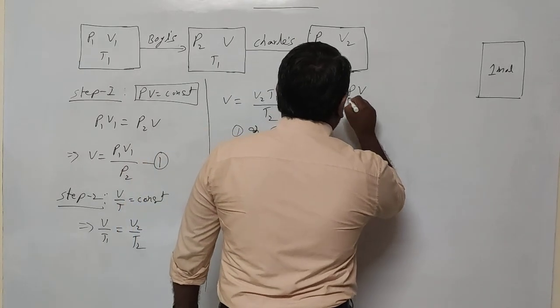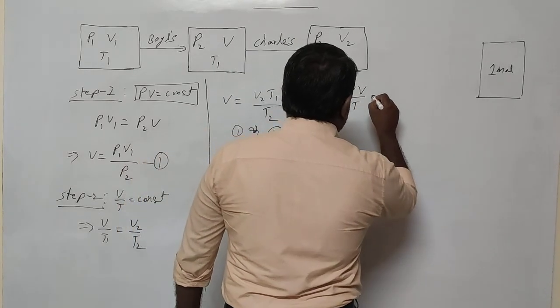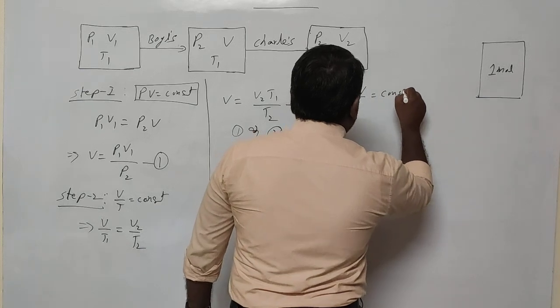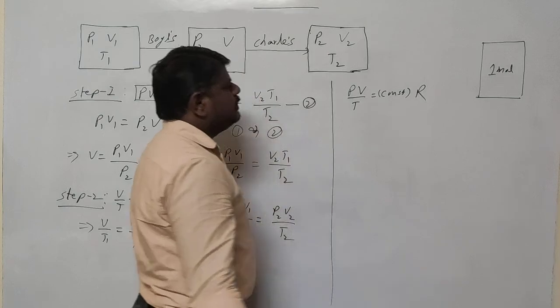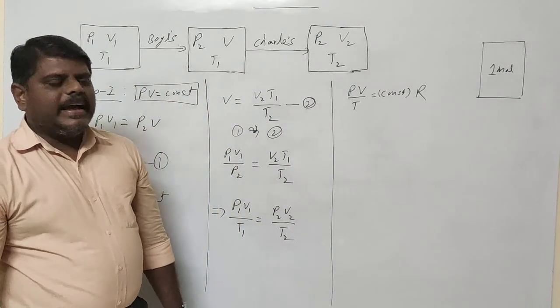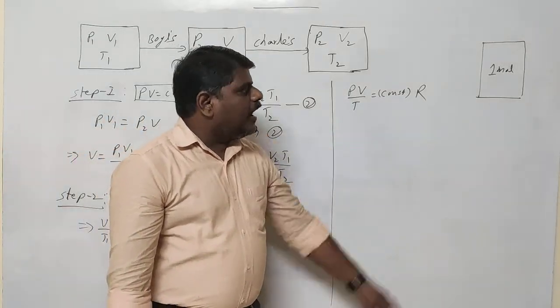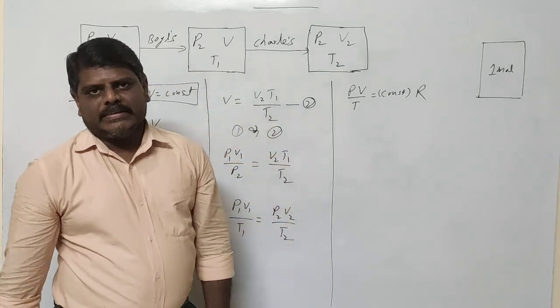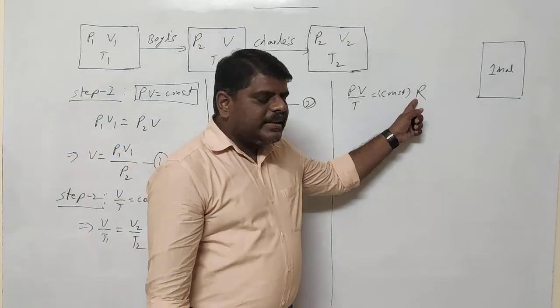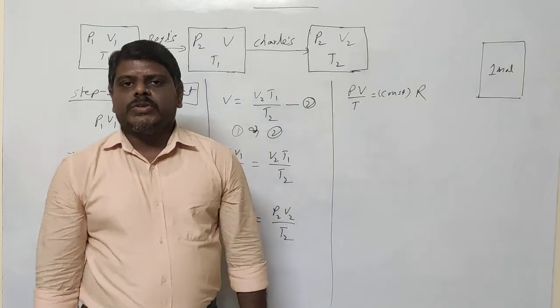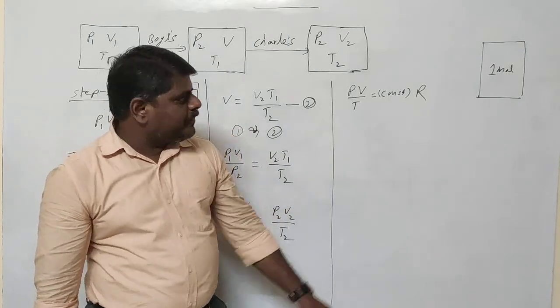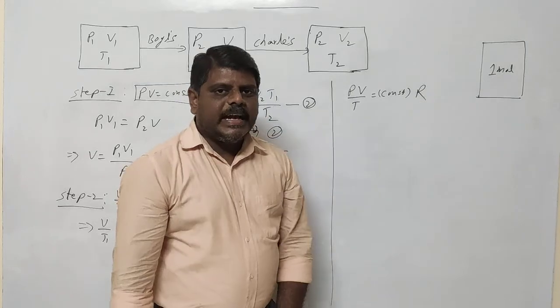PV by T is equal to a constant, and this constant is called capital R. Here R is called the universal gas constant. What is called the universal gas constant R is very important to solve the problems, and you have to remember it. R is called the universal gas constant.